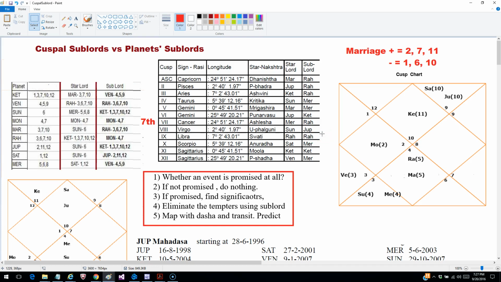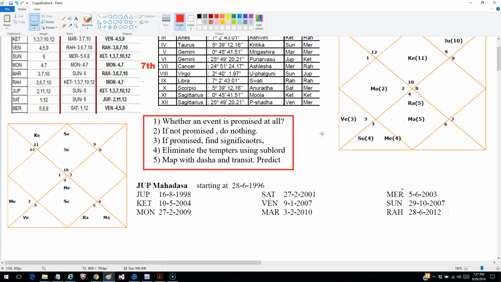Only then you have to move ahead. If the answer is yes, then you proceed further and find out the significators and match them with the dasha, antardasha, and then tally it with the transit, and this is how you predict.